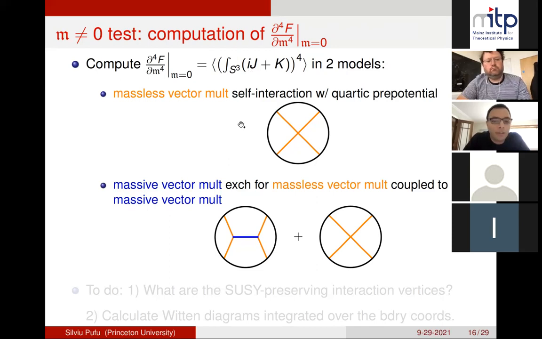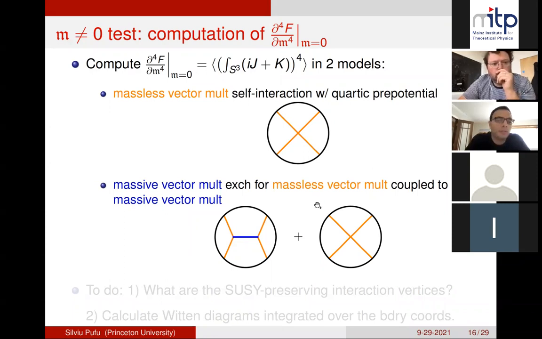So the one where it should is if we take a massless vector multiplet in the bulk and we give it a self-interaction with a quartic prepotential. So this is the prepotential interaction. And another one would be if we have, of course, this massless vector multiplet and consider the exchange of a massive vector multiplet. This is not one of those interactions. So the free energy should not depend on these vertices that we have here.